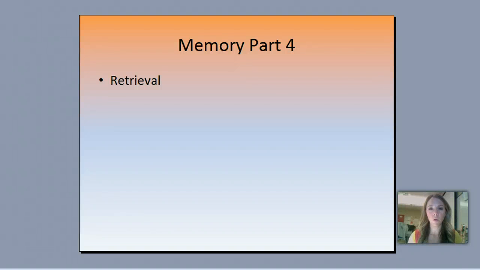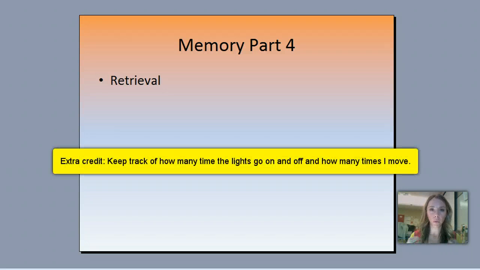Hello and welcome to your notes on memory part 4. In these notes we are just going to be focusing on retrieval. So there's things already encoded in your brain and we're working on getting them back out.